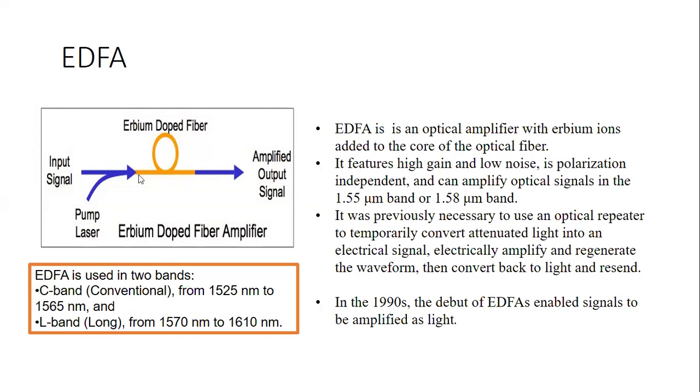This is the input signal. This is the amplified output signal. And the basic principle we have seen is that there is a pump source that excites the electrons. So this is the pump source. Here we are using a laser as a pump source, and in this erbium doped fiber, the population inversion and stimulated emission will take place.